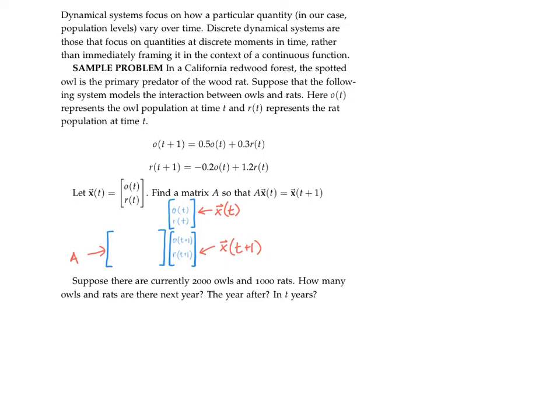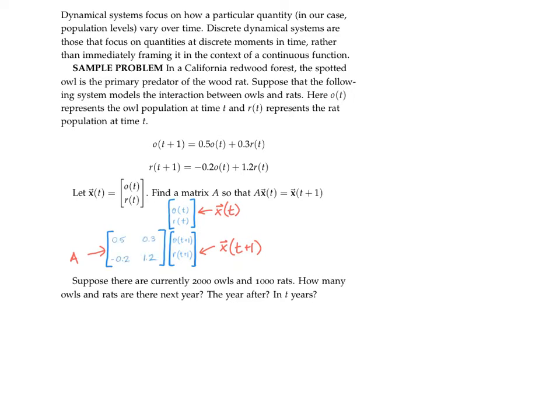Let's fill that in. And let's go ahead and fill in the second row as well down here, which is telling us that if we want r of t plus 1, we want to multiply O of t by negative 0.2 according to what's up here, and r of t by 1.2 according to what's right here. So we can also fill in the second row of this matrix.